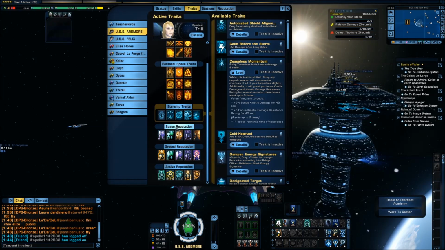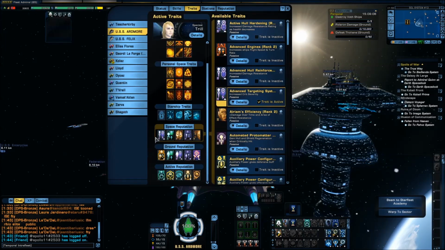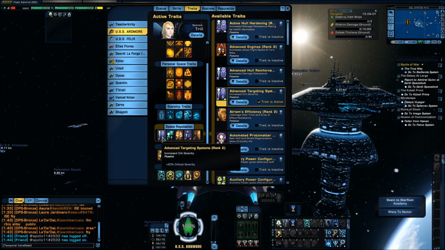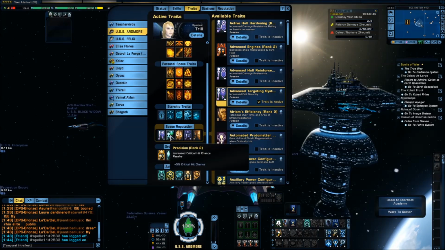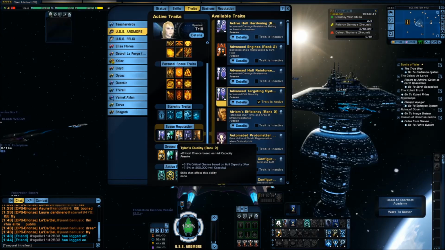All right, now let's go on to space reputation. Here we have our first one, 20% critical severity. This is a rank 2, and this is advanced targeting systems. Comes from your Dyson reputation. Then we have 5% critical chance. That's from precision, which comes from the Romulan reputation. Tyler's duality is giving me 3.2% crit chance, based on hull capacity, of course.